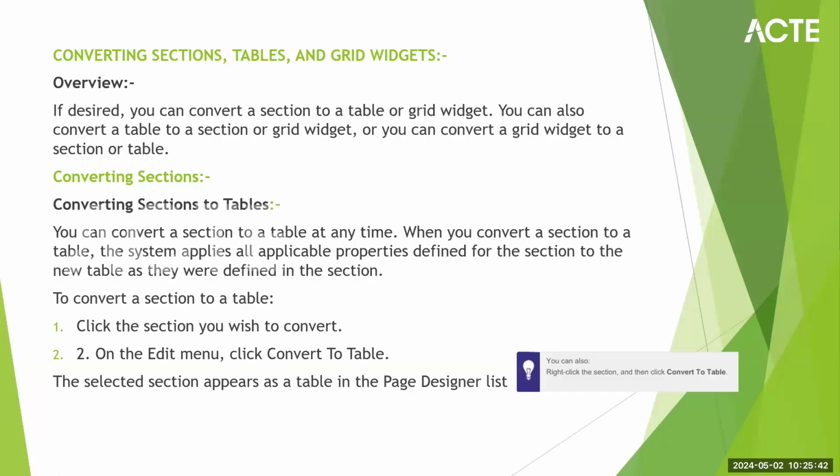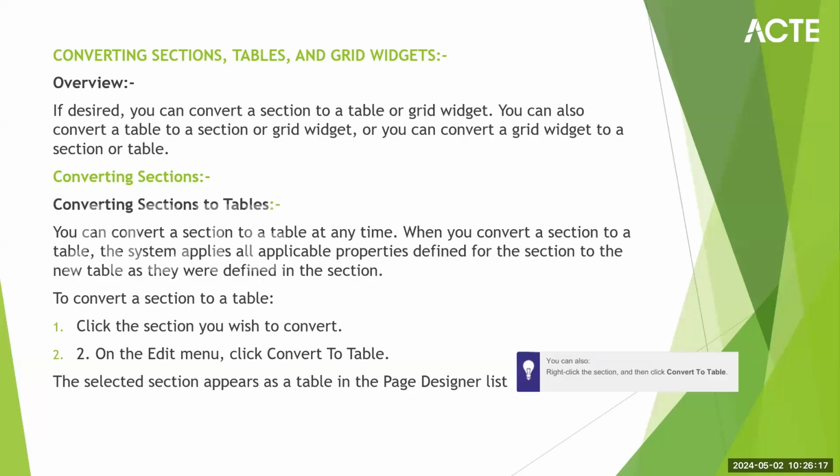So you can convert a section to a table or grid wizard. You can also convert a table to a section or grid wizard, and convert a grid wizard to a section or table accordingly. Now, converting sections to a table. You can convert sections to a table at any time. When you convert a section into a table, the system applies all properties defined for the section to the new table as they are defined in the section.